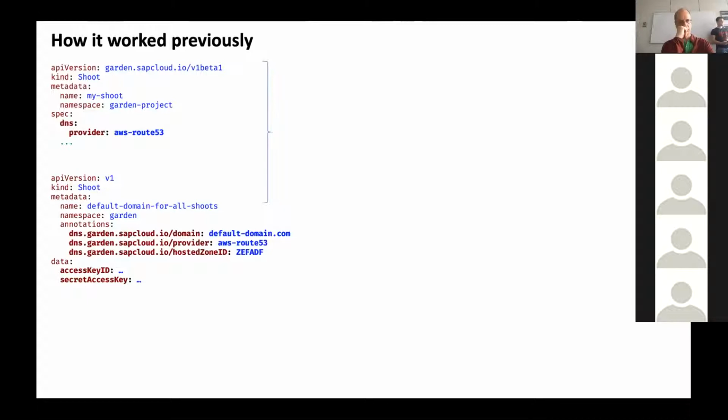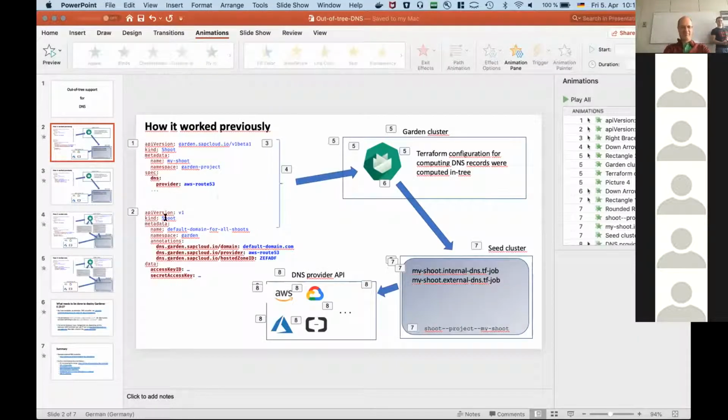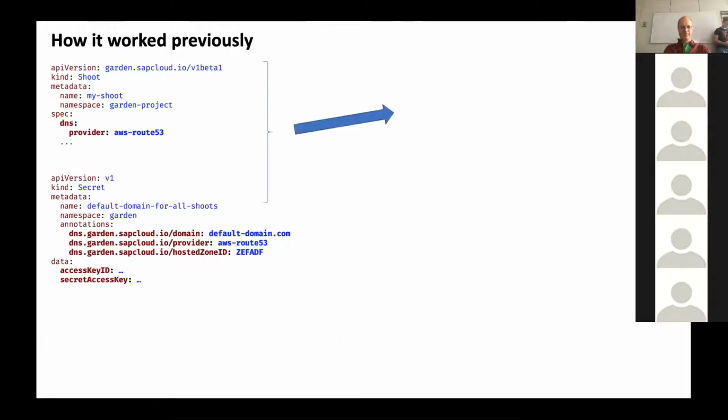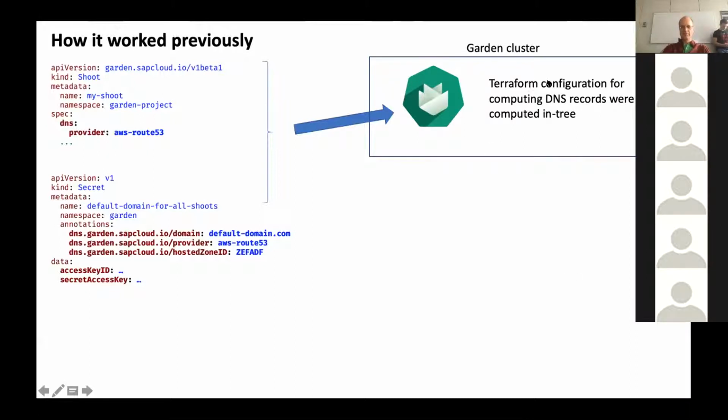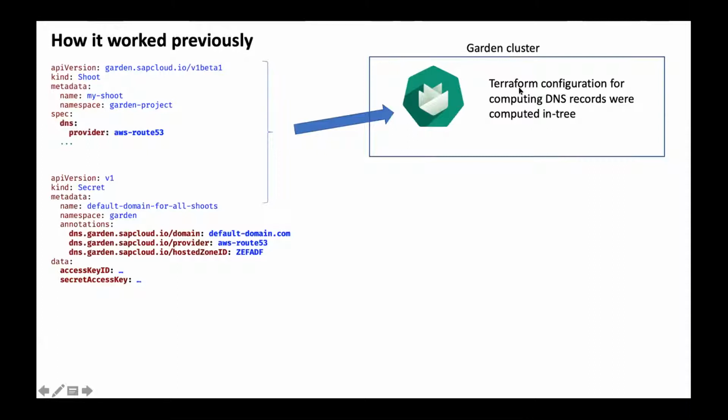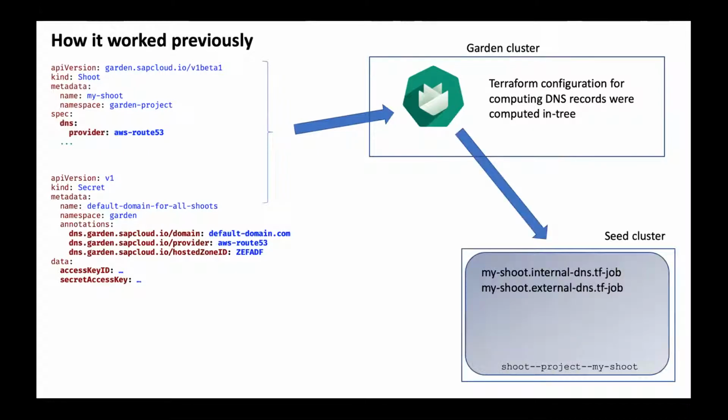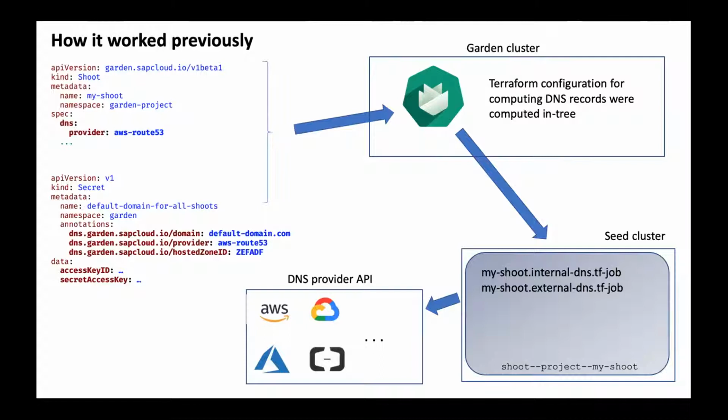So the secret, right? It's not a shoot. Oh, sorry. Yeah, it should be secret. So the shoot is sent to the Garden cluster, and previously the Gardener contained Terraform configuration for, I think, 4 different DNS providers. So when it came to that step in the flow, it just computed this Terraform configuration and then started the Terraform job running in the seed cluster that was creating the records. And yeah, Terraform talks to the provider API, of course.